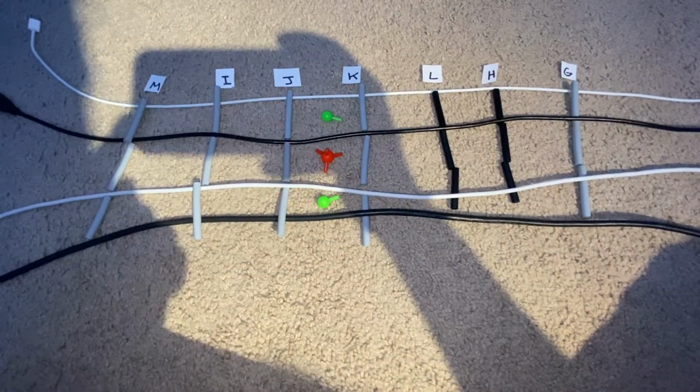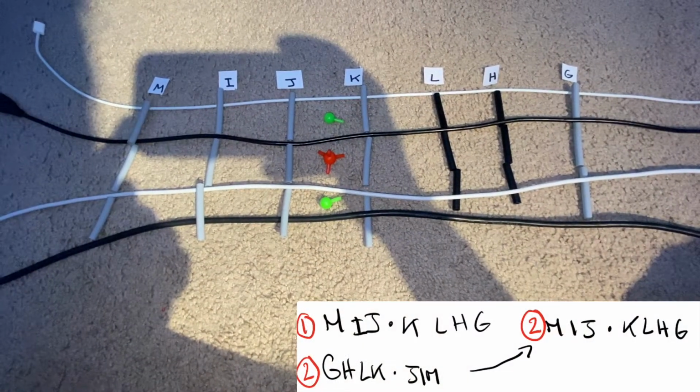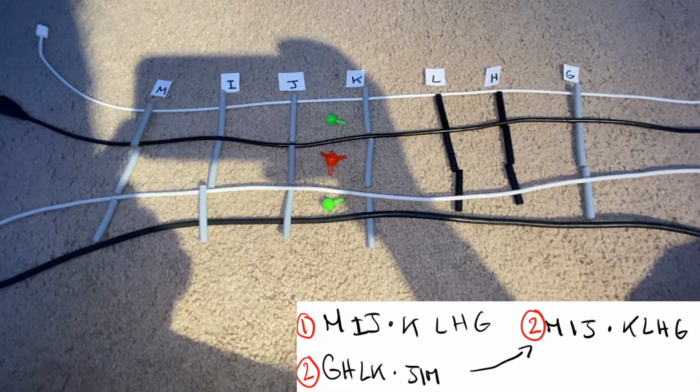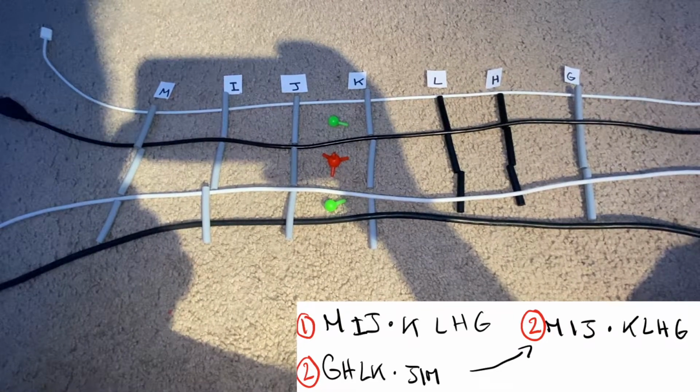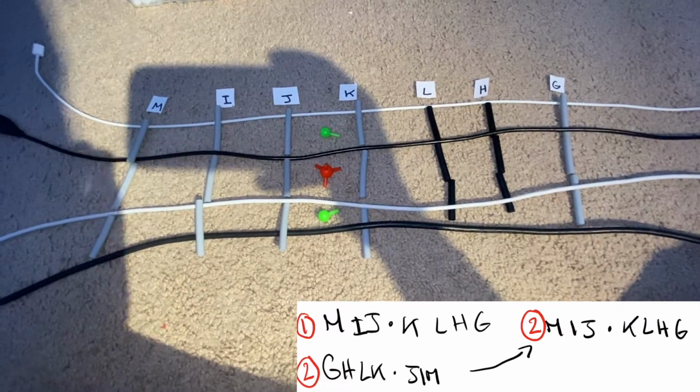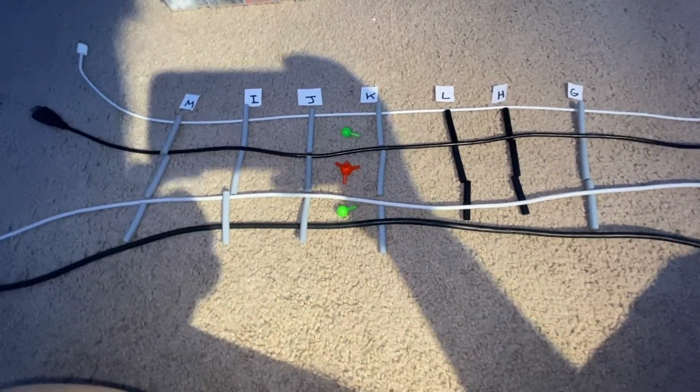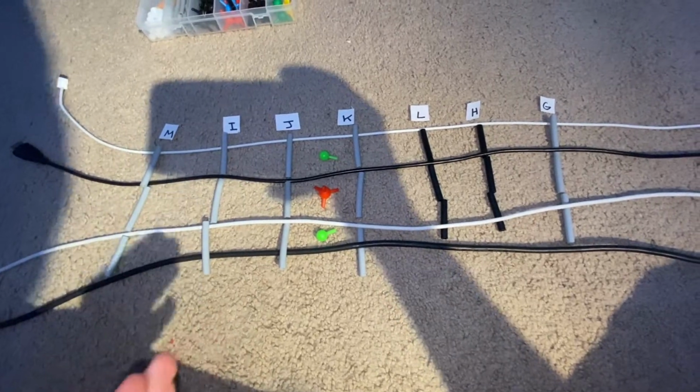Our second set of chromosomes will be MIJ centromere KLHG with GHLK centromere JIM, which when we inverse the other one, we realize that they're equal to each other. Therefore, we have no loop and we just have this.